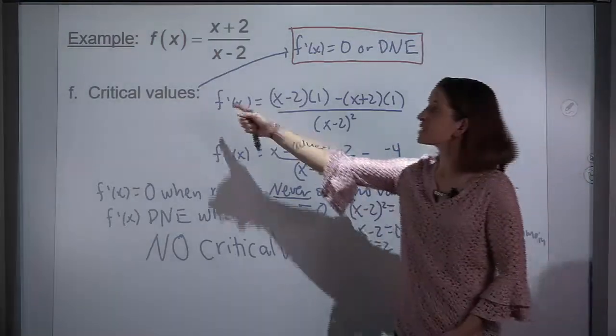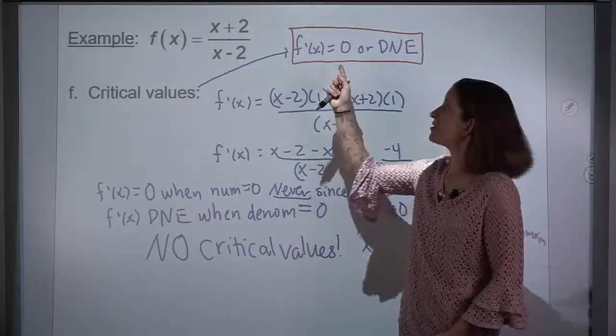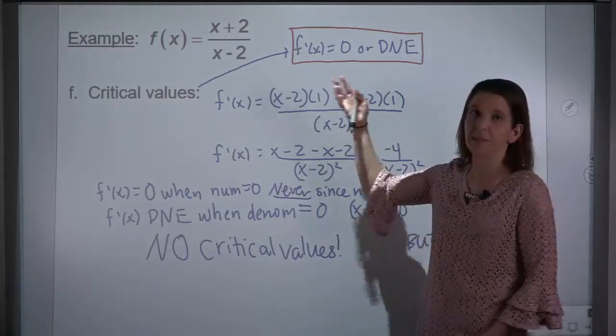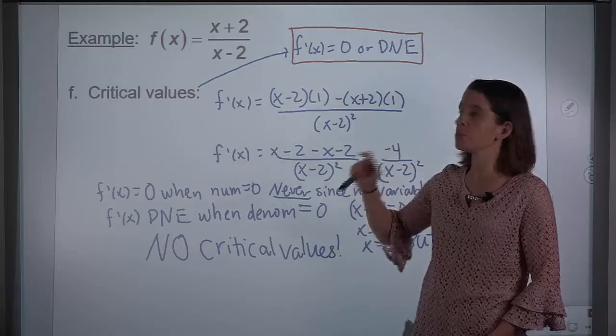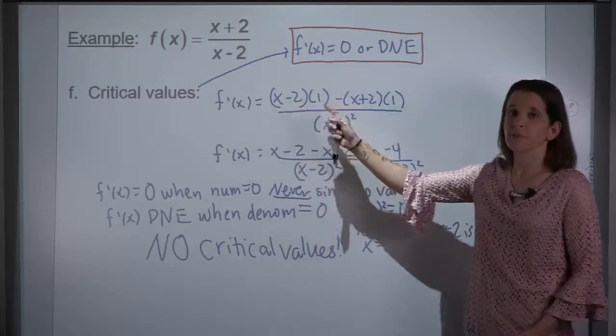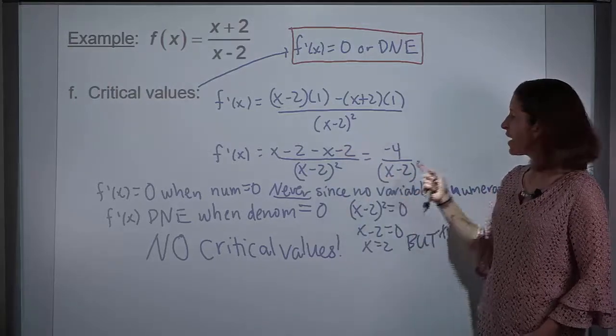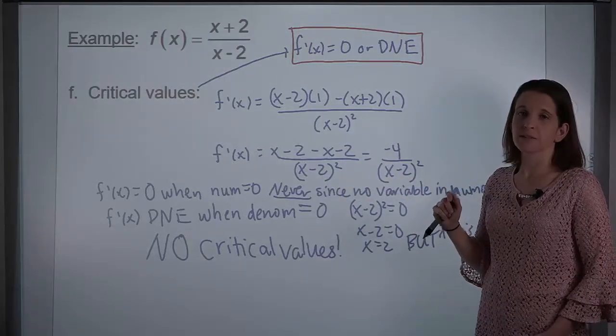All right, so then the next part would say critical values. What should happen in your head is first derivative equals 0 or does not exist. And so that means I need to find my first derivative. It's a quotient rule problem. Bottom times derivative of the top minus top times derivative of the bottom, all over bottom squared. I do need to simplify, and I get -4 over (x minus 2) squared.